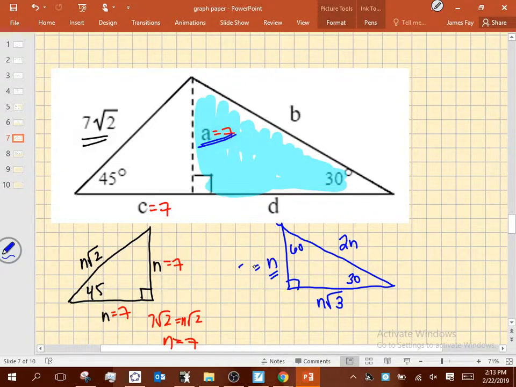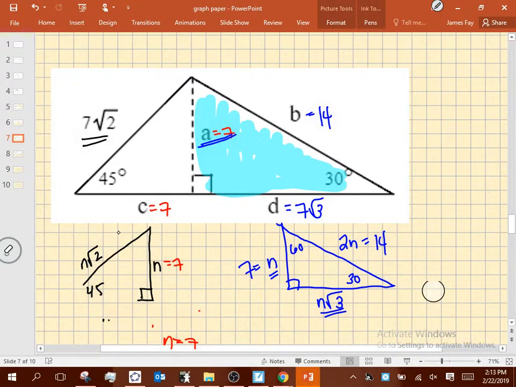So what is 2n? 14. Does everybody see that that would match up to B when I put those back on top of one another? And now what would be this segment right here? 7 radical 3. Does everybody see that matches up to D? Does that make sense? Okay, I'm going to take this one step further, because this is what we're going to have to do when we start talking about areas.